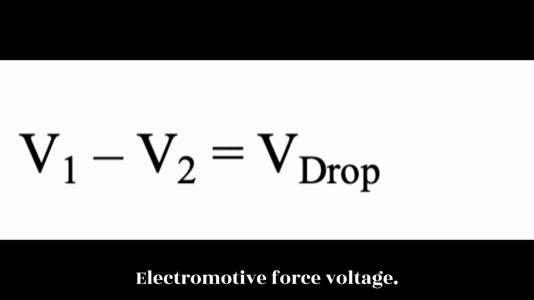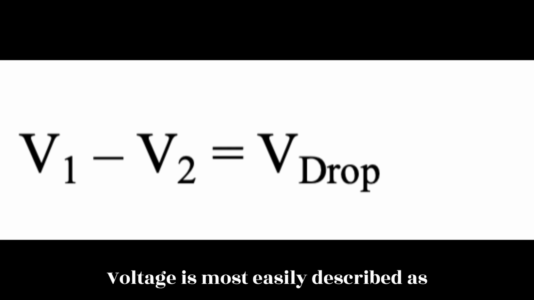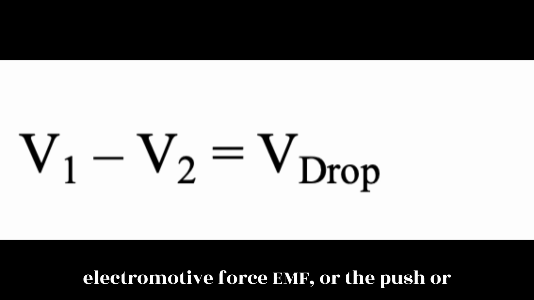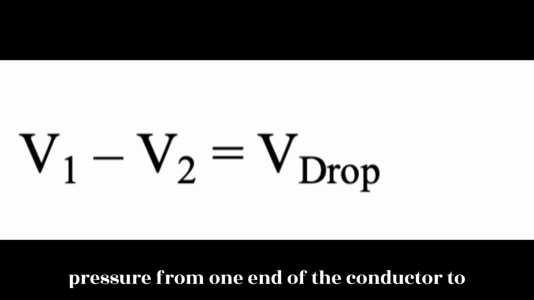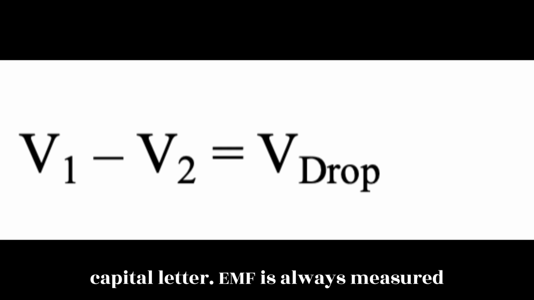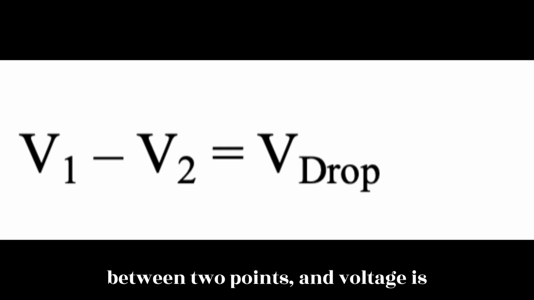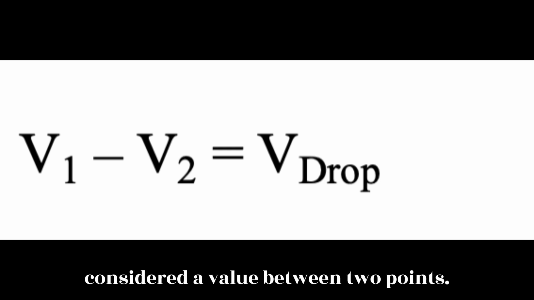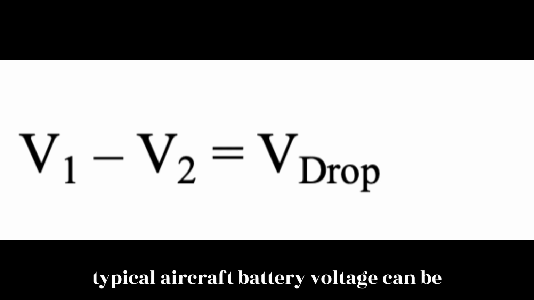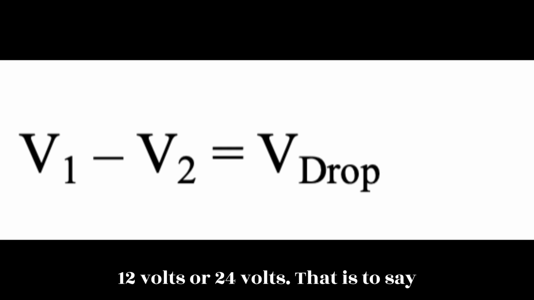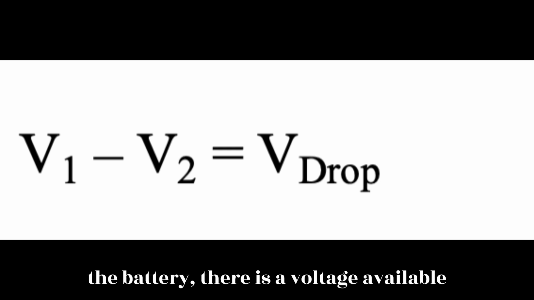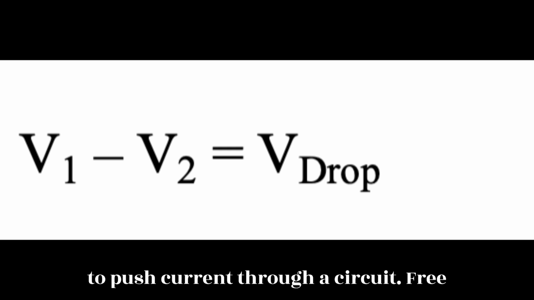Electromotive force, voltage. Voltage is most easily described as electrical pressure or force. It is the electromotive force, EMF, or the push or pressure from one end of the conductor to the other, that ultimately moves the electrons. The symbol for EMF is the capital letter E. EMF is always measured between 2 points and voltage is considered a value between 2 points. For example, across the terminals of the typical aircraft battery, voltage can be measured as the potential difference of 12 volts or 24 volts. That is to say that between the two terminal posts of the battery, there is a voltage available to push current through a circuit.